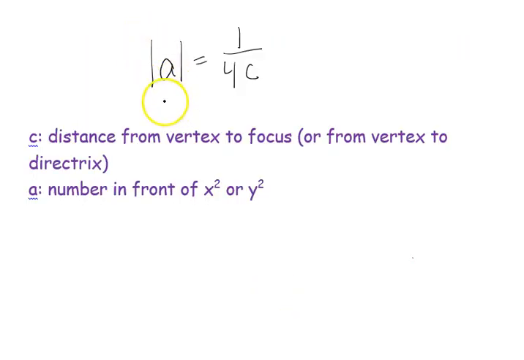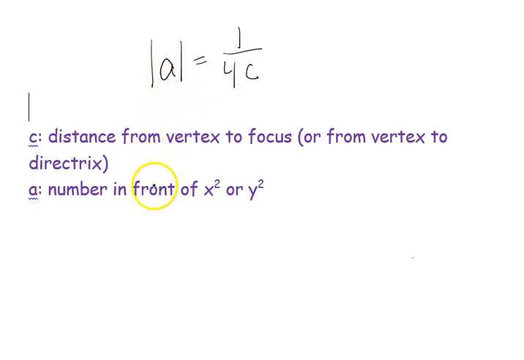Okay, before we move to the next problem, I want to talk to you about this formula. You actually get this formula on your formula sheet for the state exam, and this is the absolute value of A equals 1/4C. So you're like, what are A and C, and why do they have any meaning? C is the distance from the vertex to the focus or from the vertex to the directrix, since those are the same. And A is the number that is in front of x or y. And notice we have the absolute value of A because, you know, sometimes that number is negative.